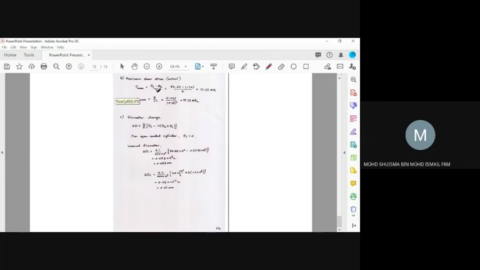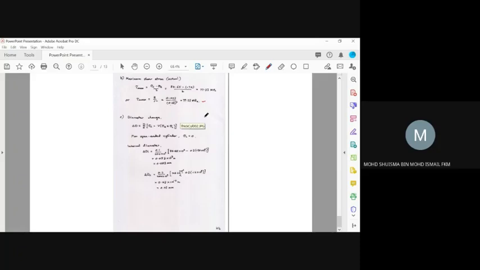So tau max is equal to sigma C minus sigma R over 2. So sigma C is 84.65 megapascal. Sigma R is negative 70 megapascal. So what you get is 77.33 megapascal as the maximum shear stress. Okay, so you get this answer here.